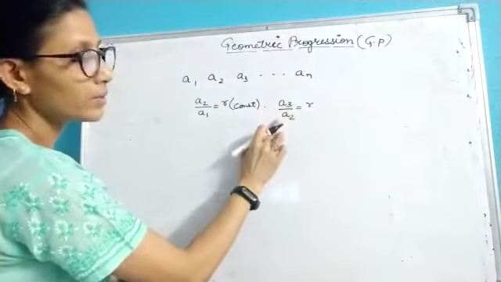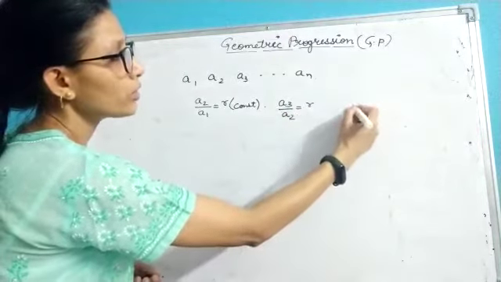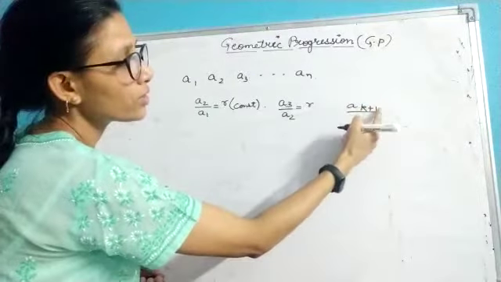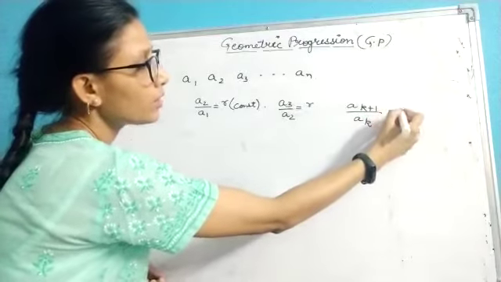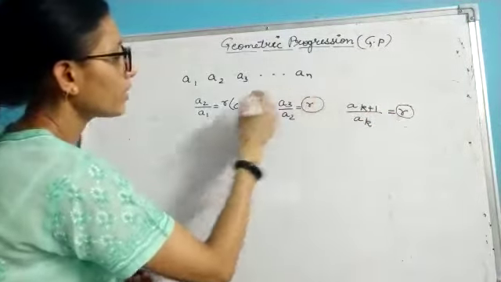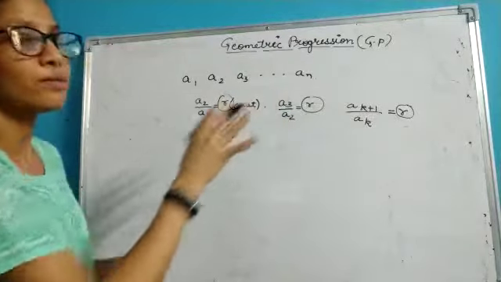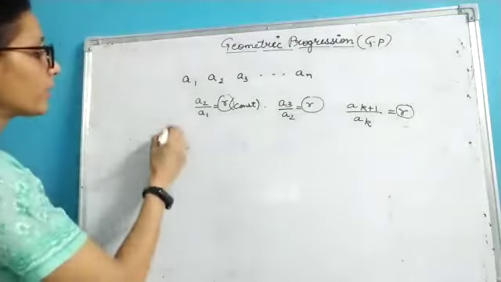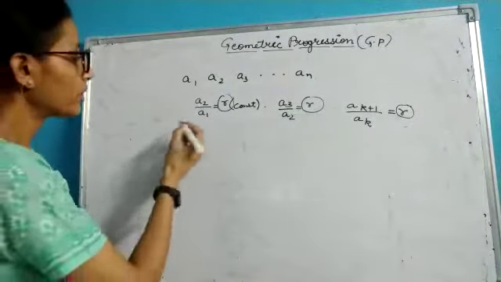Successive term divided by preceding term gives me a constant, or in general I can say the ratio of the successive term to the preceding term is equal to R. That means everywhere I am getting the same constant value, then I can say the given sequence is a geometric progression.